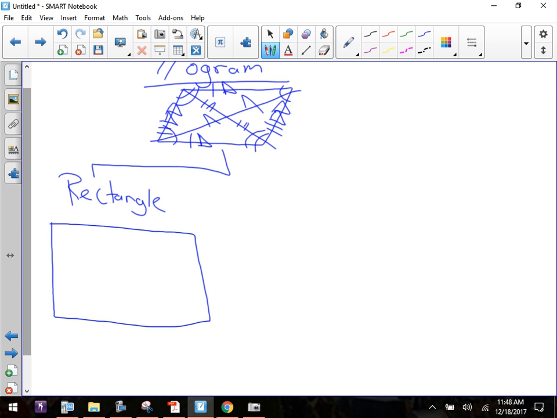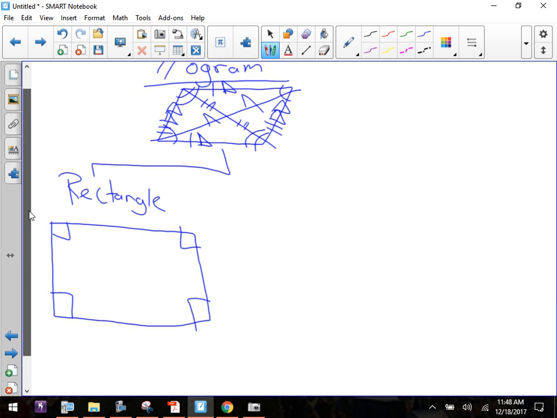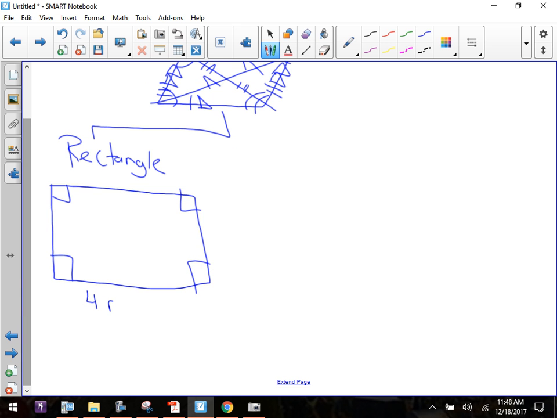What makes a rectangle is that it has the 4 right angles. It only has a couple of special parts. It has the 4 right angles, and the other thing is that its diagonals are congruent. So rectangles have the 4 right angles and diagonals that are congruent.